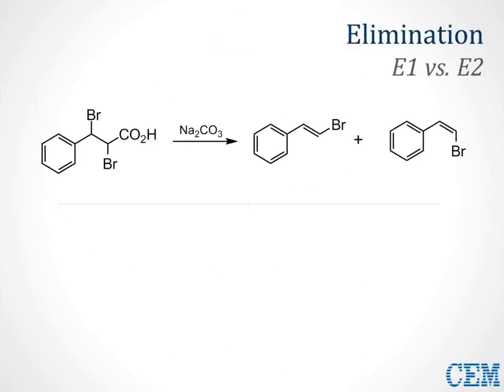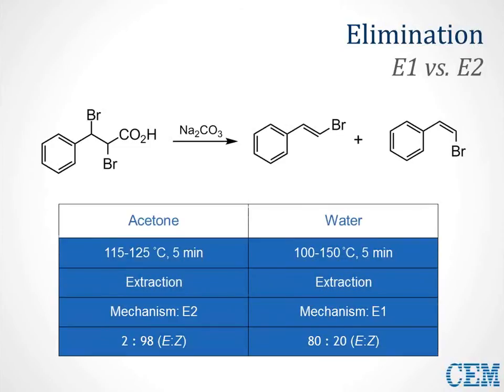So I just wanted to quickly touch a little closer on this elimination. I mentioned the fact that you can, through solvent selection, direct the E1 versus E2 selectivity. Based on this, if they choose acetone as the solvent, running from 115 to 125 degrees in just 5 minutes, the reaction will go through an E2 mechanism favoring the Z isomer. And if you choose water as the solvent, anywhere from 100 degrees to 150 degrees, again 5 minutes, it will go through an E1 mechanism favoring the E isomer.